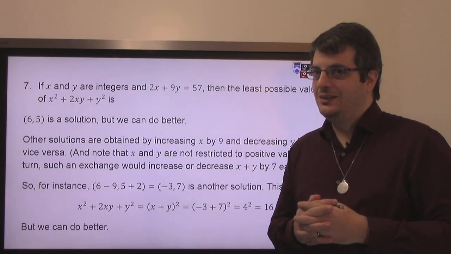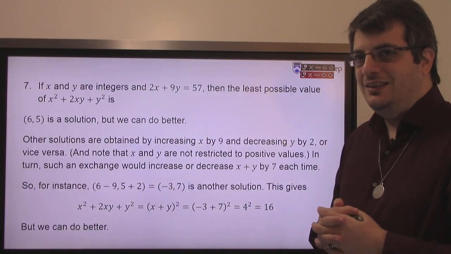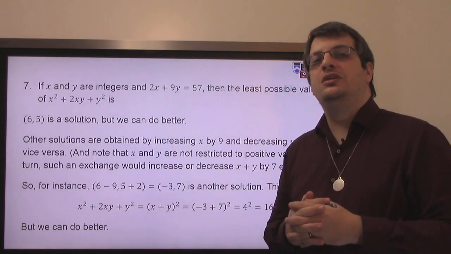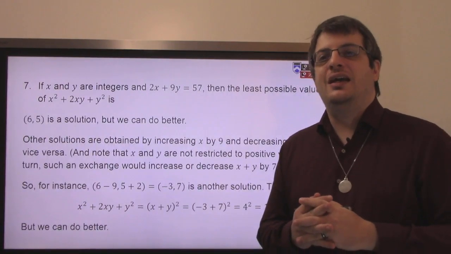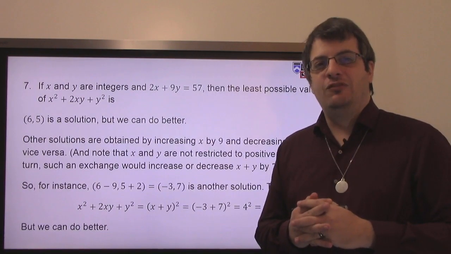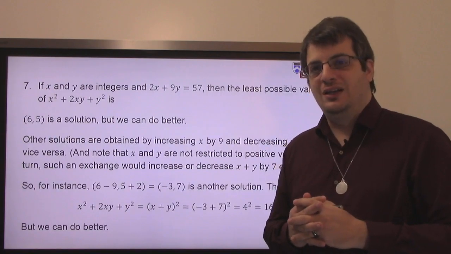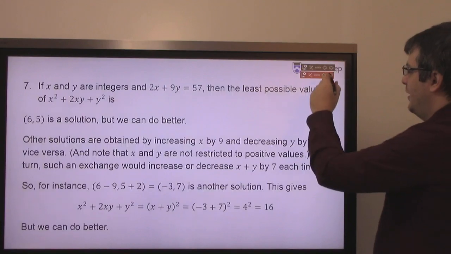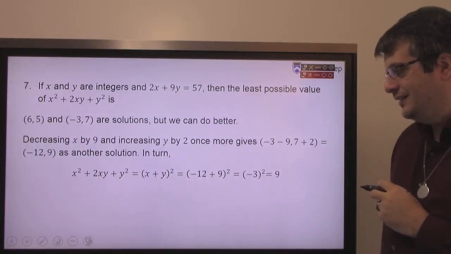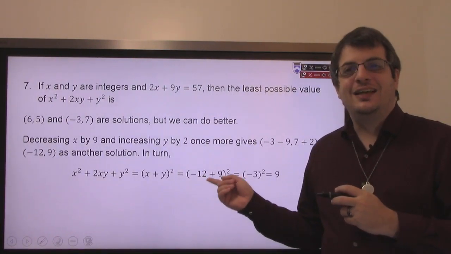Are you sure? Are you sure, Ravi? No, you're subtracting 9 from the x. You're adding 2 to the y. Acol, subtract 9 from x each time, add 2 to the y, right? No. Gangan, signs matter.